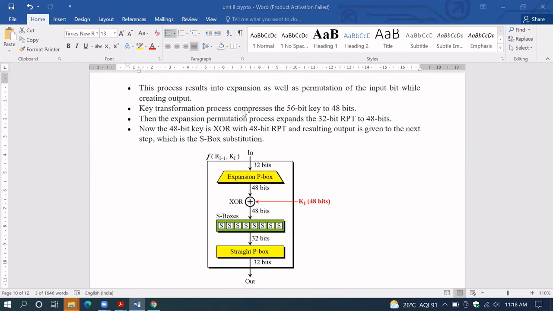Key transformation process compresses the 56-bit key to 48 bits, whereas the expansion permutation process expands the 32-bit right plain text to 48 bits. So now what we obtained? We obtained a sub key of 48 bits and a plain text of 48 bits. So what next operation to be performed here? XOR operation. And the result output is going to the next substitution, that is the S box substitution.